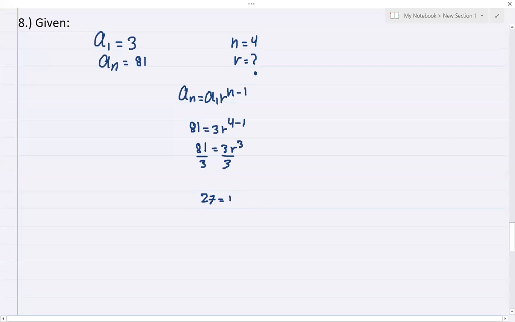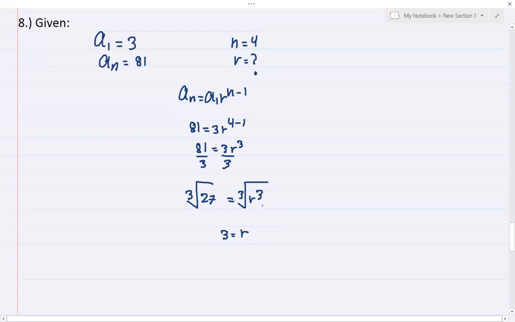Okay. So by doing so, we will cube root both sides. Okay. So what is the cube root of 27? Wait, let me fix that equation. 27 is equal to r cubed. So let's cube root both sides. Okay. So the cube root of 27 is 3. And this one will become r.